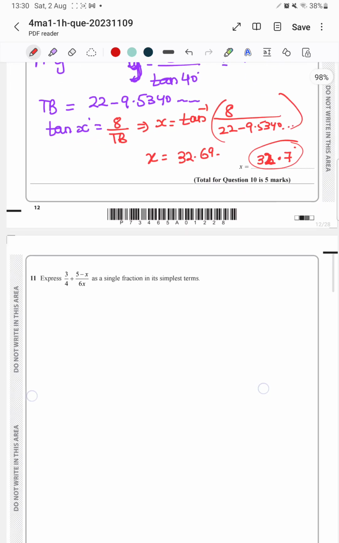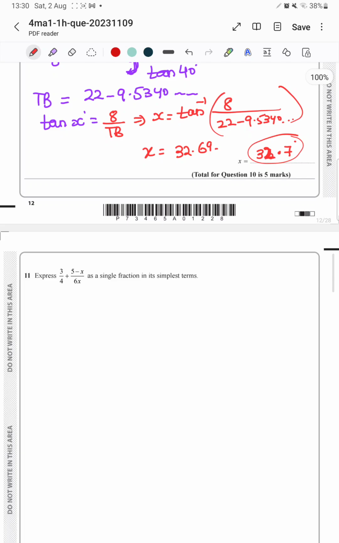Let's go to the next question. Express 3/4 plus (5 minus x) over 6x as a single fraction. What is the meaning of single fraction? Here, if you see, we have two fractions, 3/4 and (5 minus x) over 6x. They want the answer to be one fraction. There should be one numerator upon one denominator. So it is very important to understand what is being asked in the question.